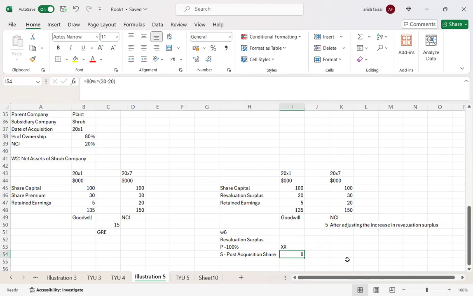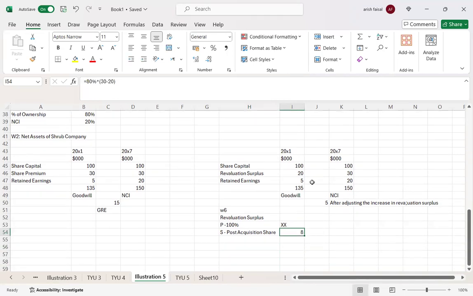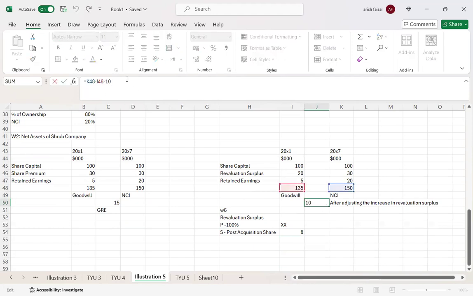That 8 is actually your share in the post acquisition revaluation surplus. Technically you're exactly doing the same thing. Like here for the retained earnings, you took a balance of 15. Sorry, yeah, 15. For the retained earnings, you took a balance of 15 basically. The difference in the revaluation surplus is 10.